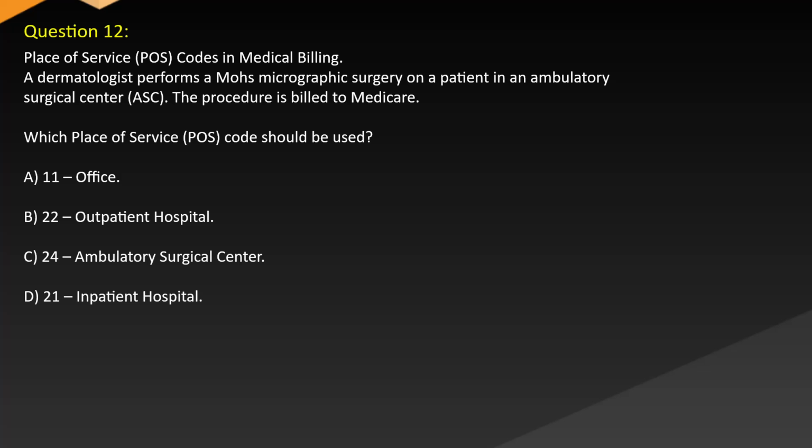Question 12. Place of service (POS) codes in medical billing. A dermatologist performs a Mohs micrographic surgery on a patient in an ambulatory surgical center (ASC). The procedure is billed to Medicare. Which place of service (POS) code should be used? A. 11. Office. B. 22. Outpatient hospital. C. 24. Ambulatory surgical center. D. 21. Inpatient hospital.